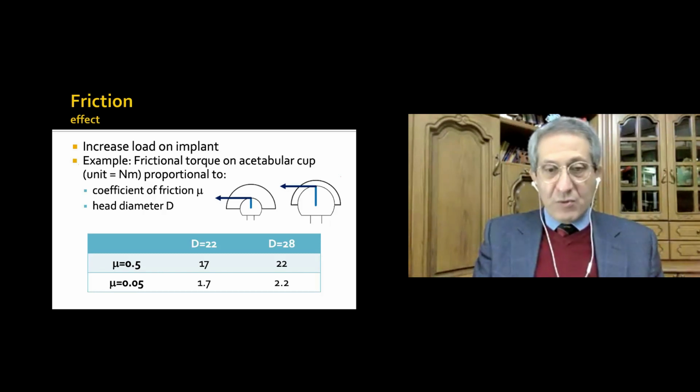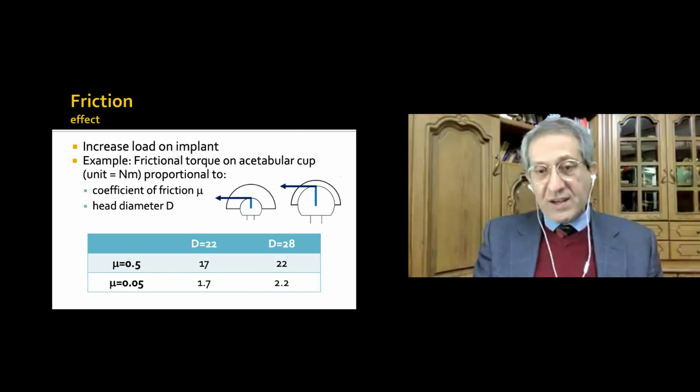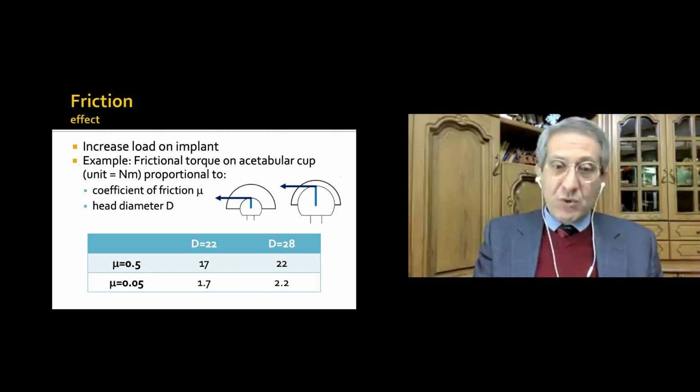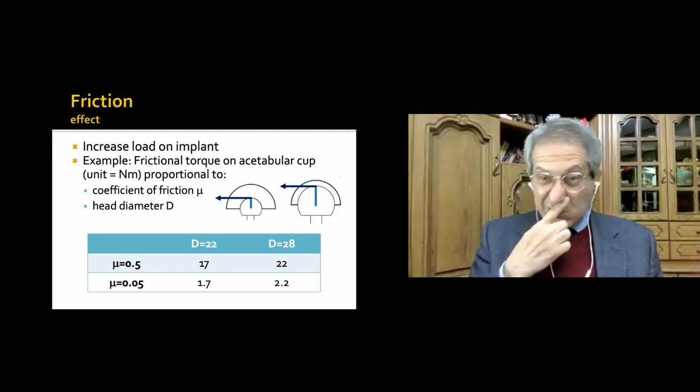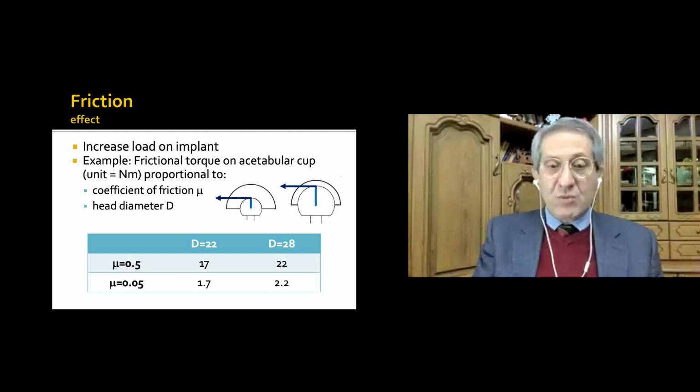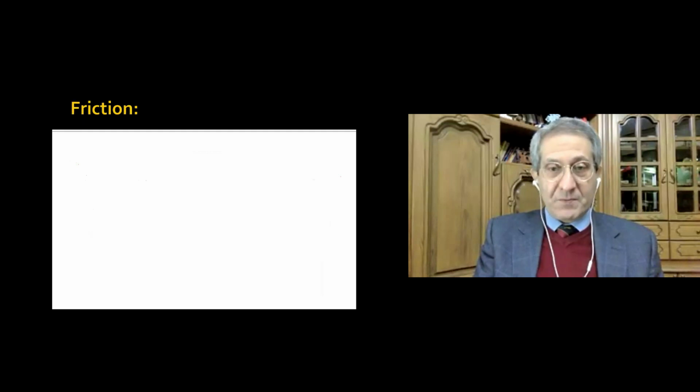Figures in the table show why Sir John Charnley elected to make his femoral heads as small as 22 millimeters. At the bottom row, the advantage of initially selecting Teflon with a very low coefficient of friction in combination with a small femoral head is clear.